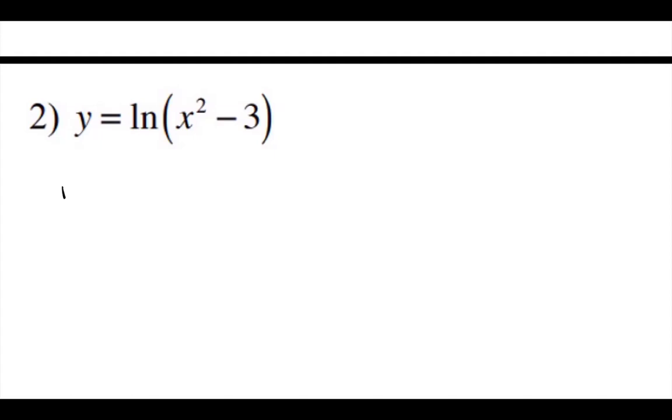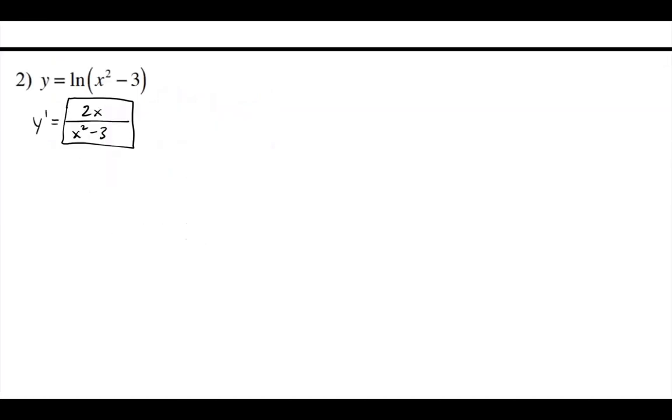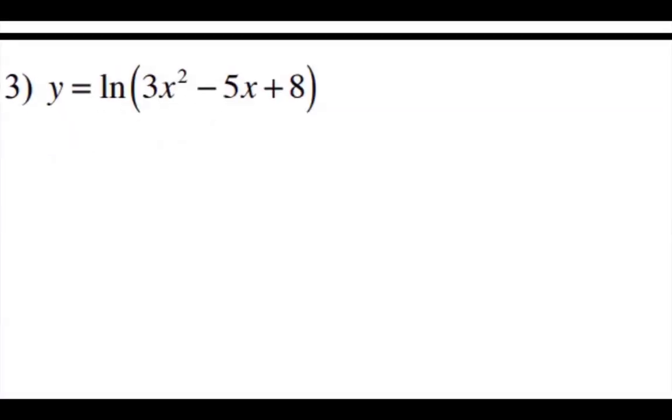Okay, so natural log. We take the derivative of the top, 2x. Repeat the bottom, x squared minus 3. Can we simplify that at all? Is there anything I can cancel out? Can I cancel out the x's? Can I do anything else? Nope, done. Okay. Do that one now.